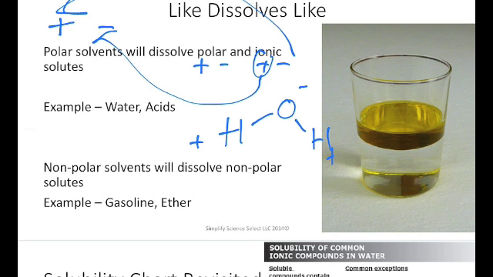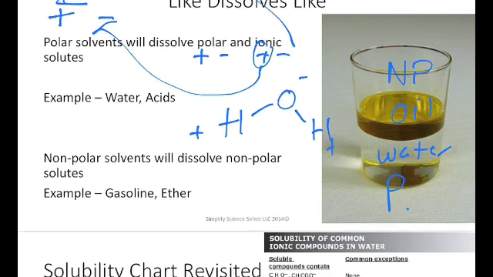Nonpolar solvents will dissolve nonpolar solutes. Examples of nonpolar things are anything in which the electronegativity difference is very small, for something like gasoline or ether. Okay, what you see here is what happens when you try to dissolve oil in water. Oil is nonpolar. Water is polar, and if you look, the two just don't mix. So that's where the term like dissolves like comes from.